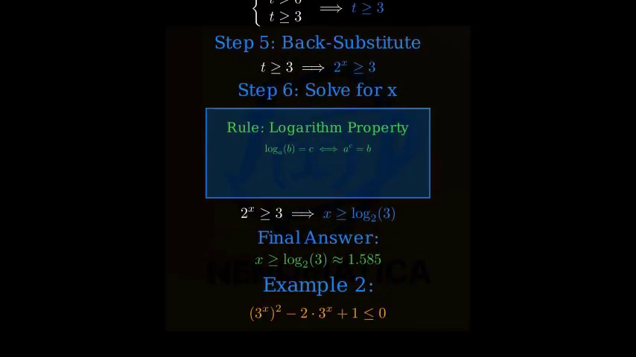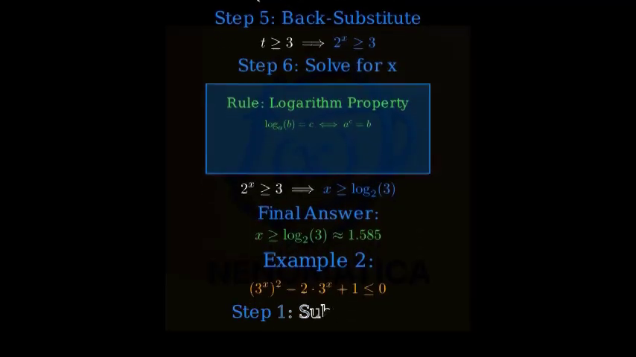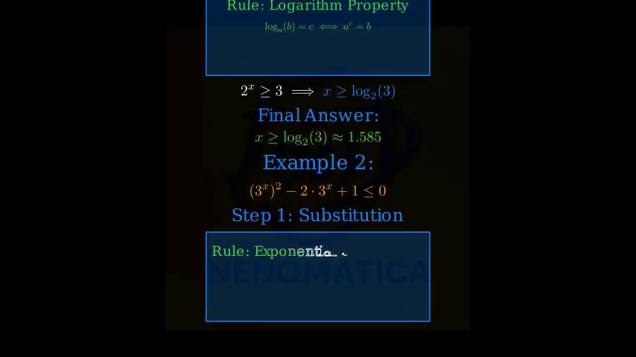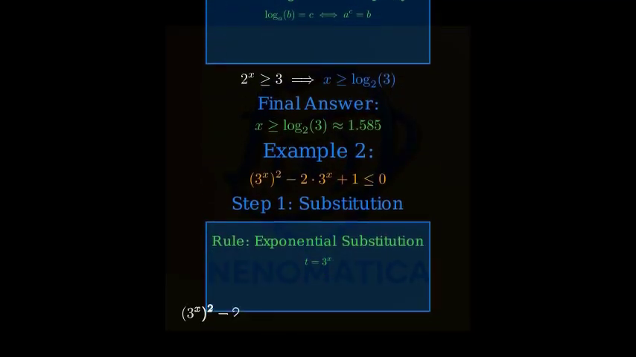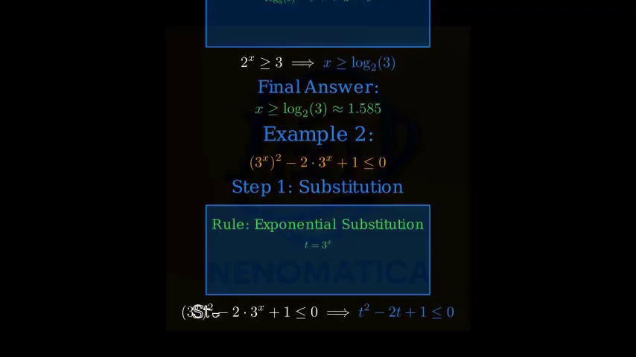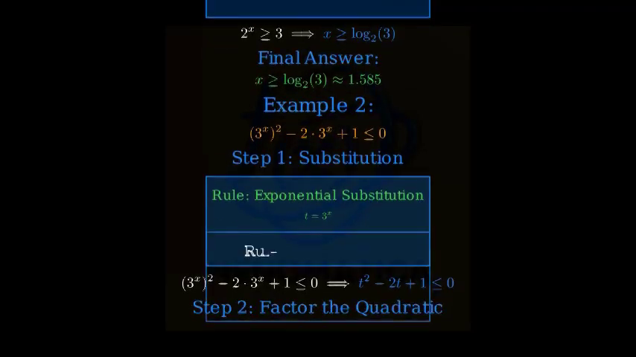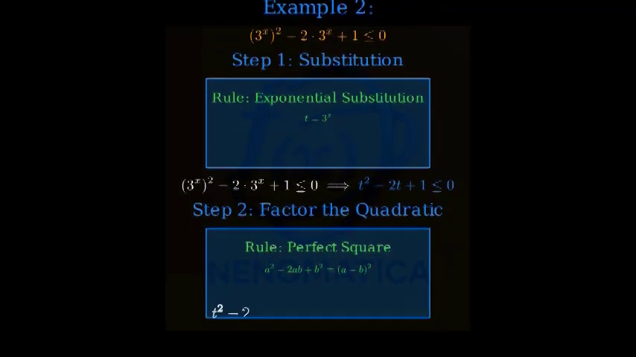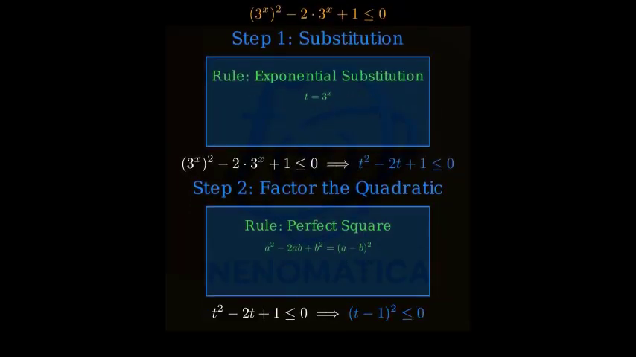Consider the inequality 3 to the power x squared minus 2 times 3 to the power x plus 1 is less than or equal to 0. Step 1. Let's substitute t equals 3 to the power x. This transforms our inequality to t squared minus 2t plus 1 is less than or equal to 0. Step 2. Let's recognize that t squared minus 2t plus 1 can be factored as t minus 1 squared.